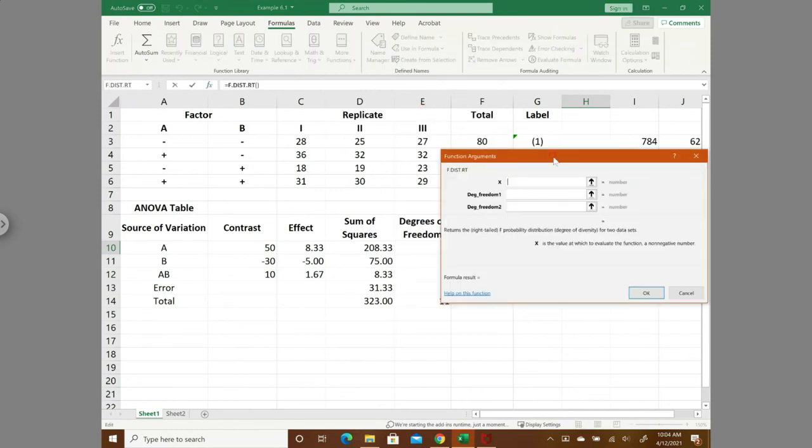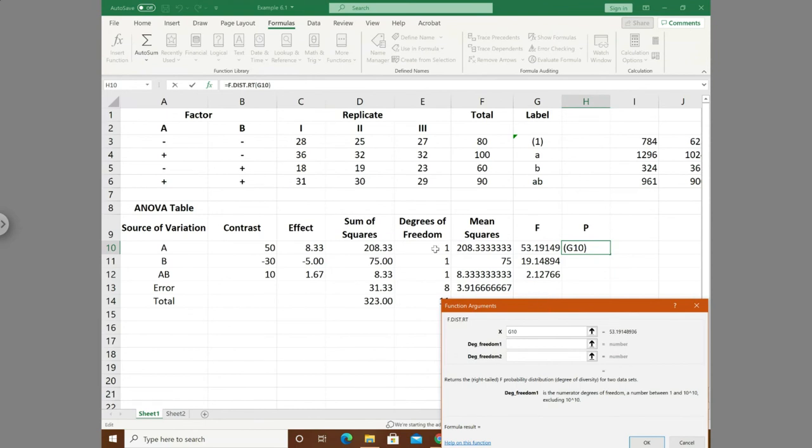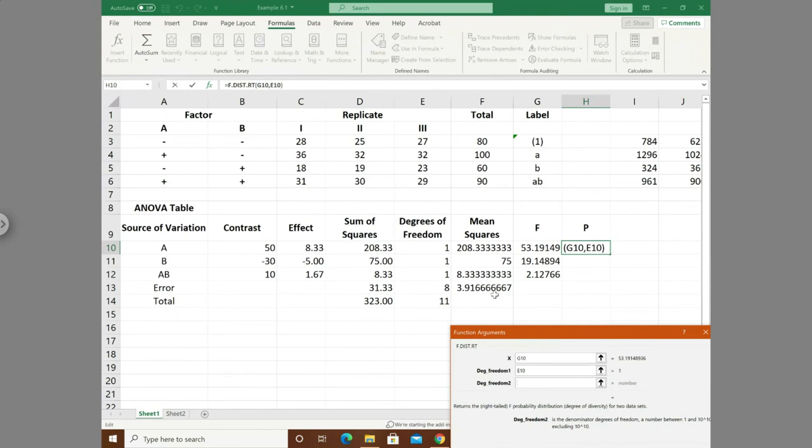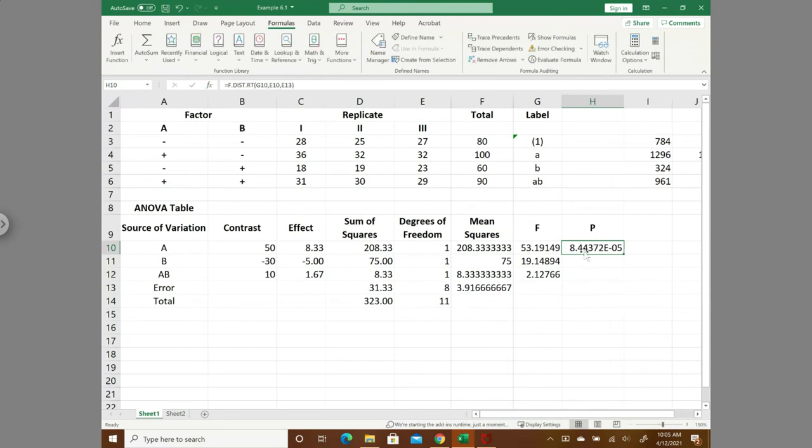So we select that. Our x value is basically our F value, and our degrees of freedom are the numerator degrees of freedom and the denominator degrees of freedom. We put mean square error in the denominator, so degrees of freedom error we use in this case. That's going to give us this value, 8.44 times 10 to the power minus 5. So it's almost looking like a zero. It's so small.